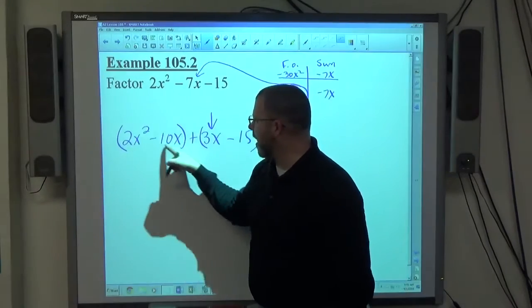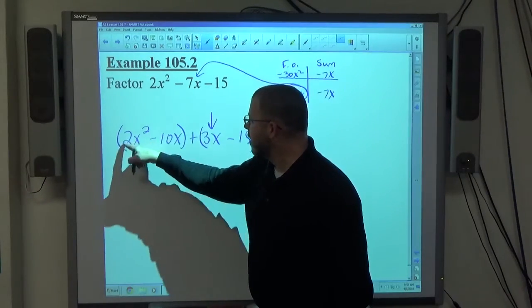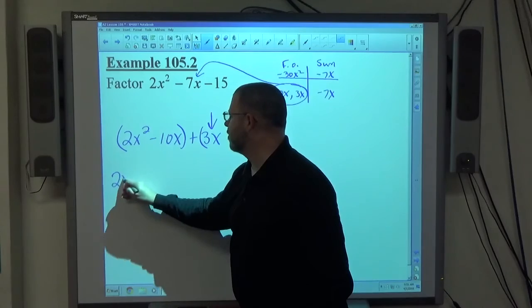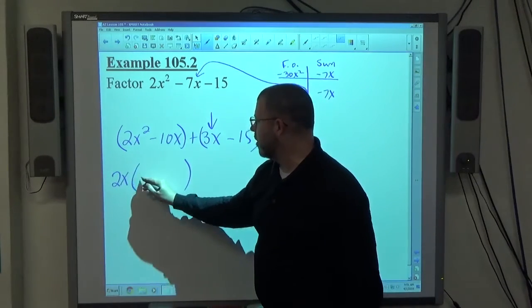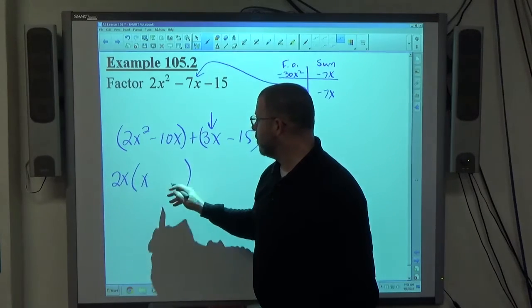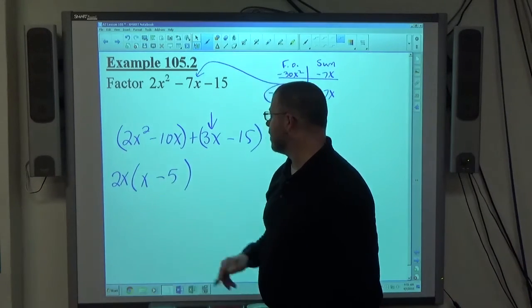In the first group, common factor. Obviously there's an x common. 2 and 10 both divide by 2, so 2x is a common factor. I extract 2x by division. 2x squared divided by 2x is 1x. 10x divided by 2x is 5, and it's negative, so minus 5.